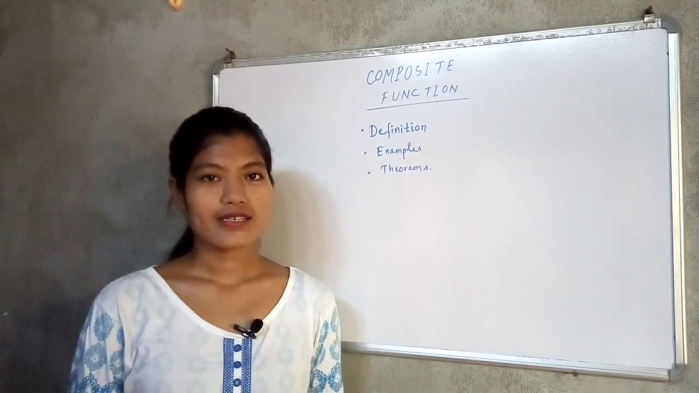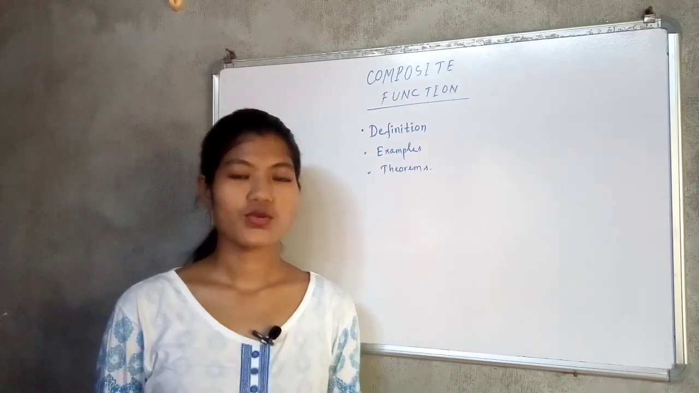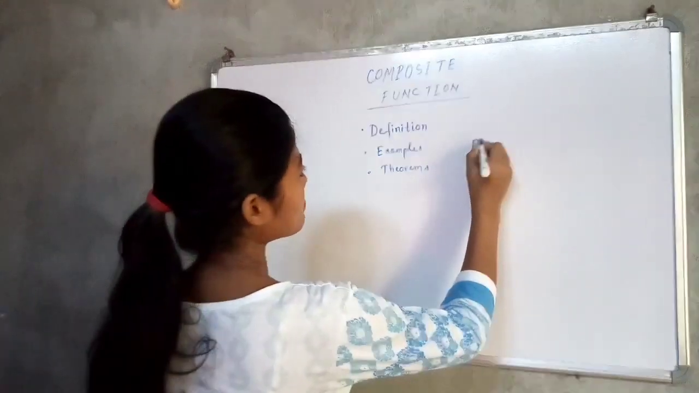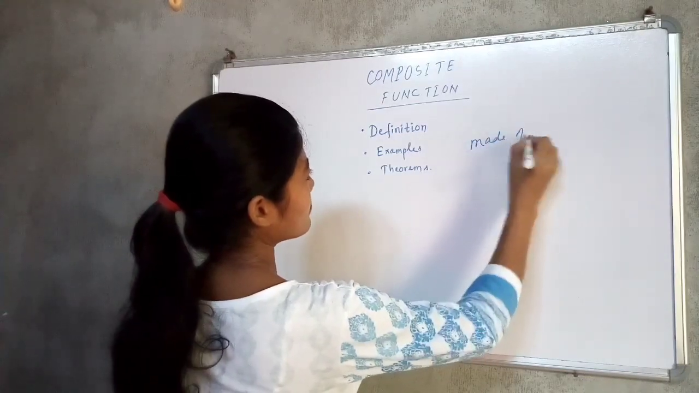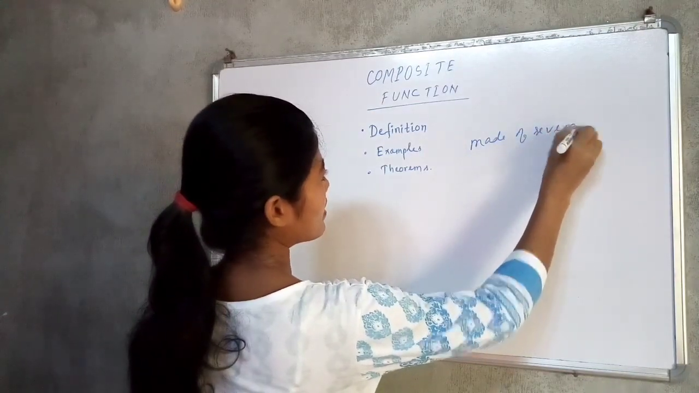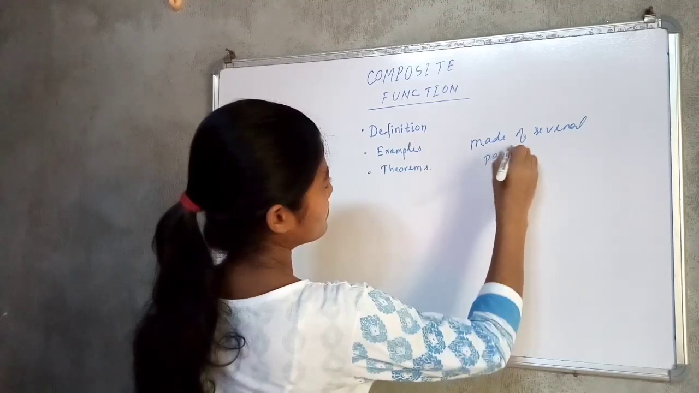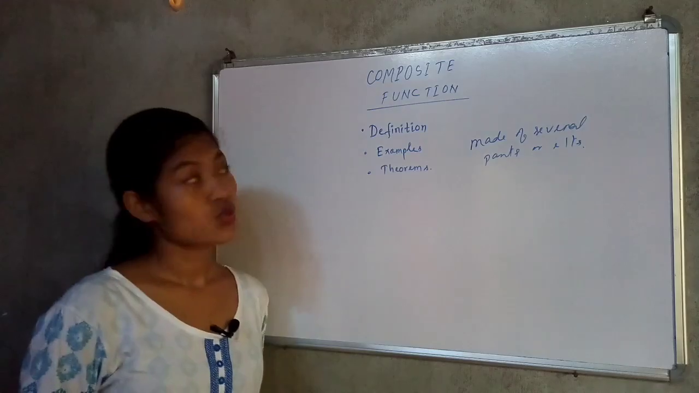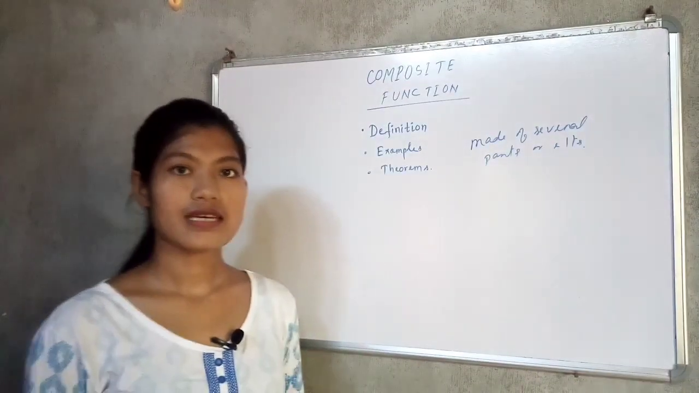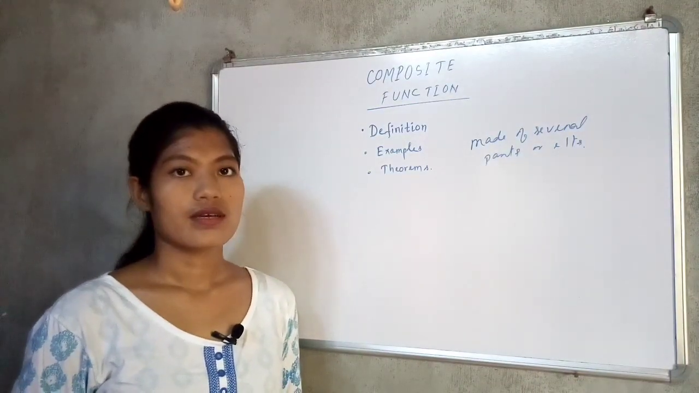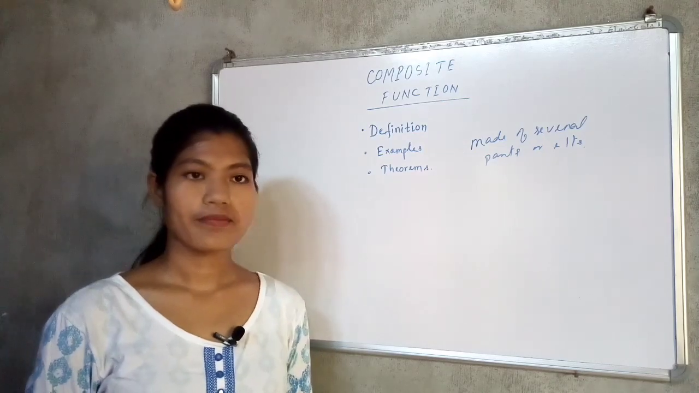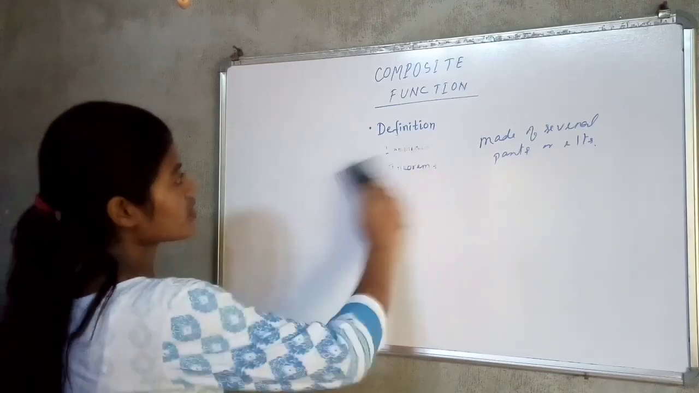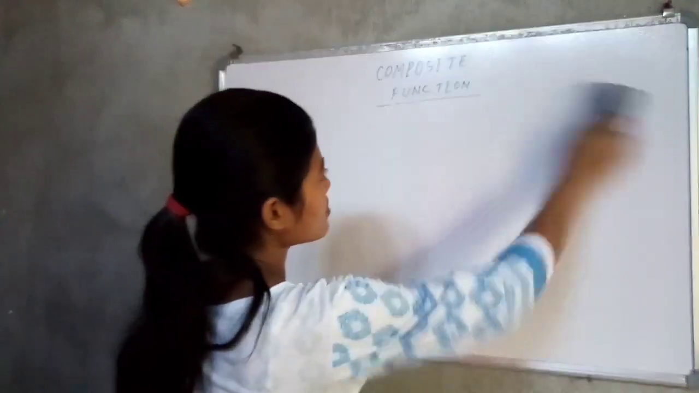So today we will discuss composite functions. The name composite means made up of several parts or elements. So the composite function is a kind of function, but it is made up of two or more functions. So let's start with the definition of composite function.